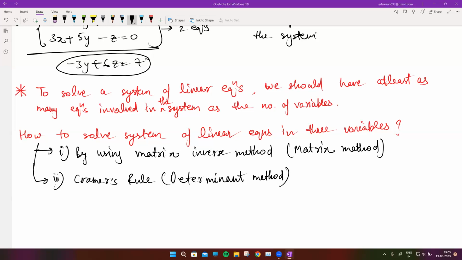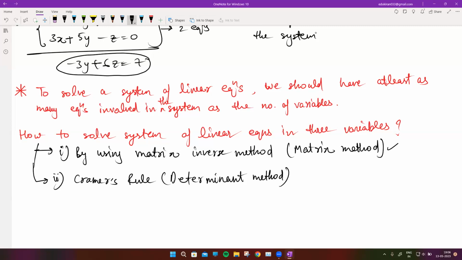Yes, so there are two methods to solve this. First is by using a matrix inverse method, or matrix method. And second is Cramer's rule, which is basically your determinant method. This is far easier than the first one, but this is not included in our syllabus. So we'll have to go through the matrix method only.